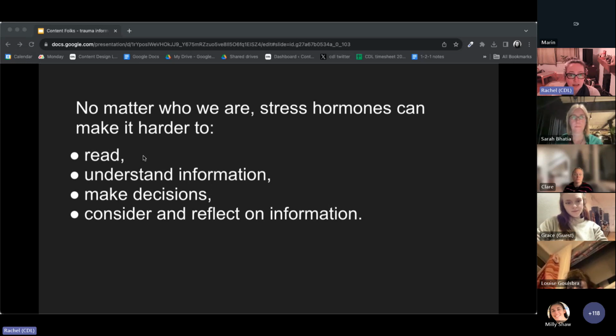So stress, anxiety, and trauma all release the hormones adrenaline and cortisol. And no matter who we are, how smart we are, and how well we do things under normal circumstances, stress hormones can make it harder to read, to understand information, make decisions, and consider and reflect on information. These are the very things that we're trying to help our users do. Helping people understand and navigate information is the essence of our work. So stress, anxiety, and trauma deserve our attention because they make it harder to do the things that we're trying to help people do.